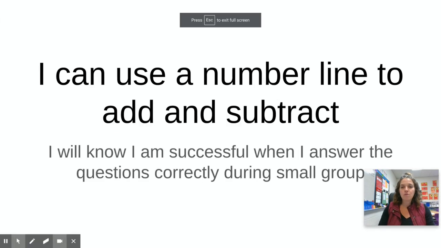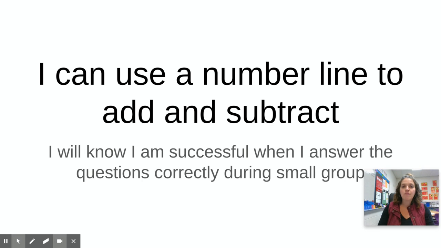Here's your target. You should be able to do this by the end of our small group time. Some of you will be able to do it now, and then we're all going to practice at small group, and everyone should be able to do it by the end of our small group. It says, I can use a number line to add and subtract.